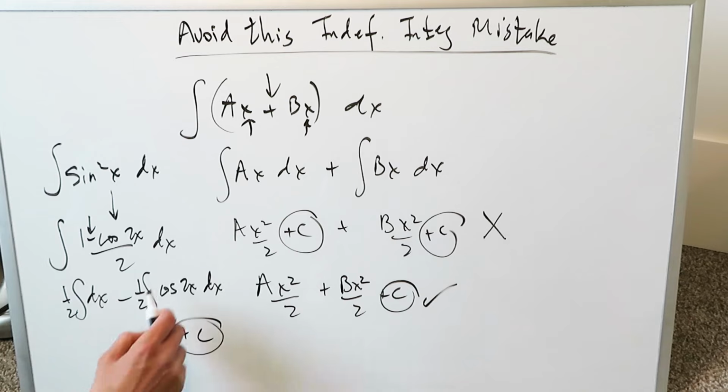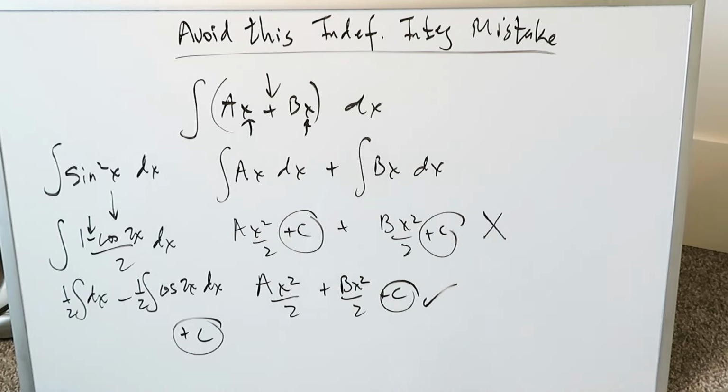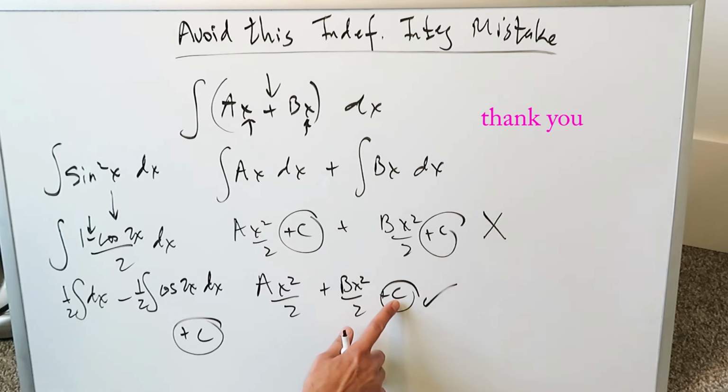You're not going to generate one from here and one from here and you'll have two. You'll still have only one. Keep these specific items here in your mind and do not make this mistake of creating extra constants of integration. One variable here will imply a single constant of integration as a result of that indefinite integral procedure. That's all we're going to talk about here. Thank you.